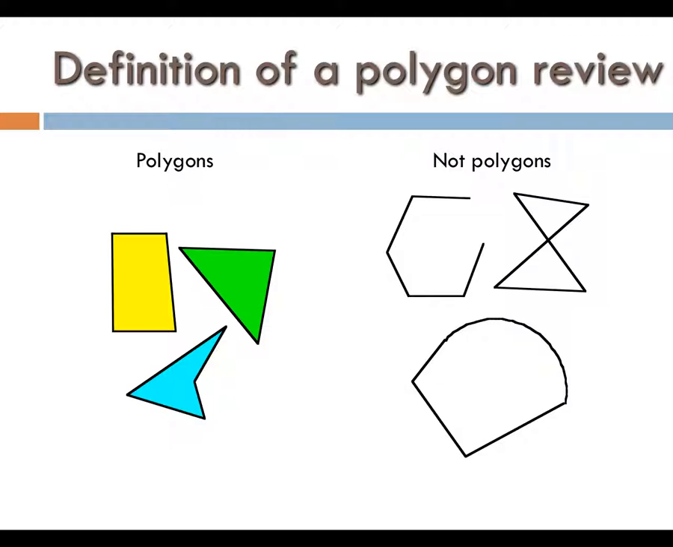Quick review. Jalen, what's a polygon? A polygon is a closed shape with straight sides. Okay, good. No curved sides. Is that it?